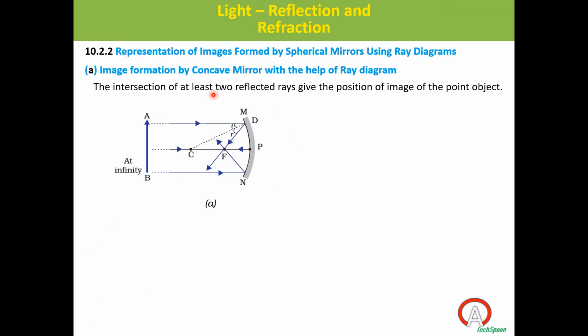So at least 2 reflected rays you have to consider, right? First ray I consider this ray. That is case 1, ray passing parallel to the principal axis. That is the first ray from the object. After reflection, it will pass through which point, Manu? Focus. Yes, it will pass through the focus after reflection, right? That is the first ray.